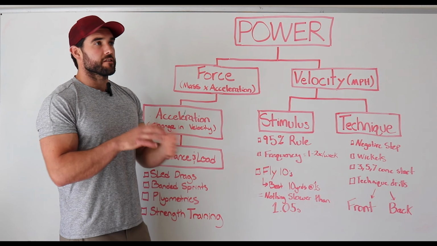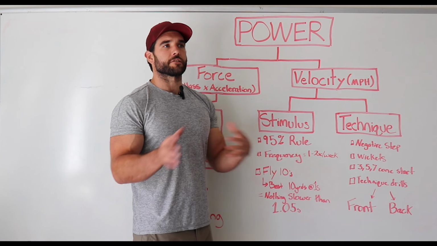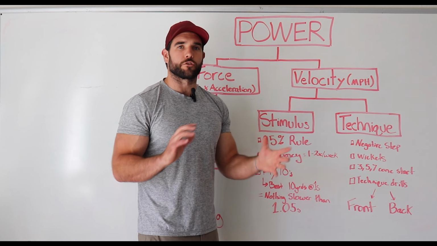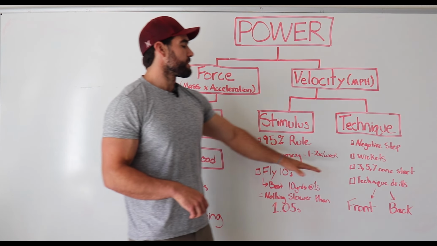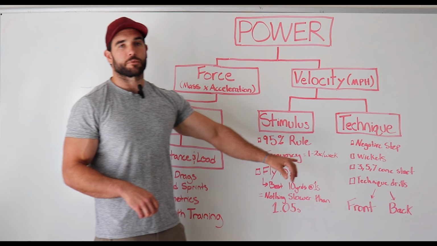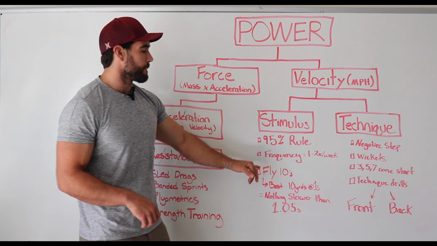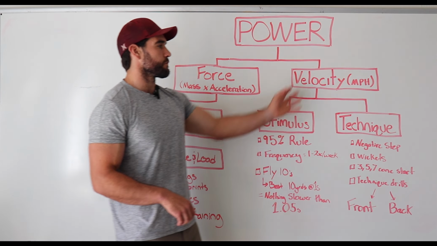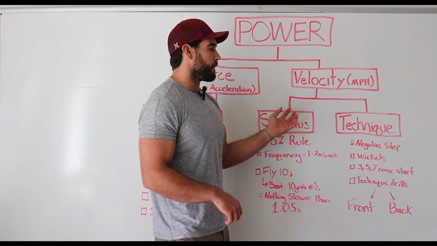But we really think the sweet zone, and again, this depends on how much you're sprinting and what you're doing in sports, but we really think the sweet zone is 1 to 2 times per week that you should be hitting top speed with your training in order to increase that top speed and velocity component.